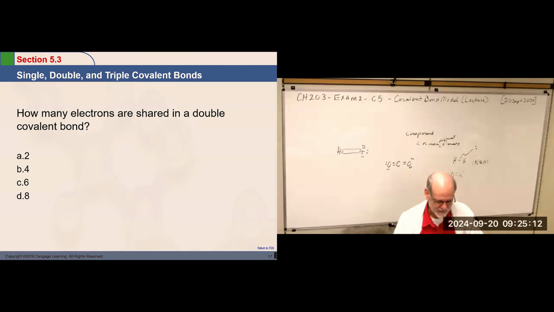Moving on. So how many electrons are shared in a double covalent bond? 2 plus 2 is 4, right? 2 lines, 4 electrons.